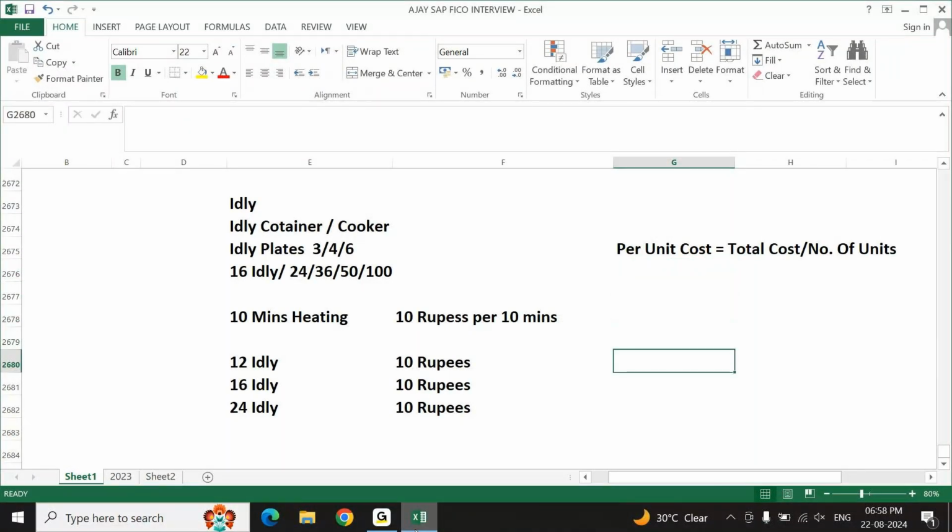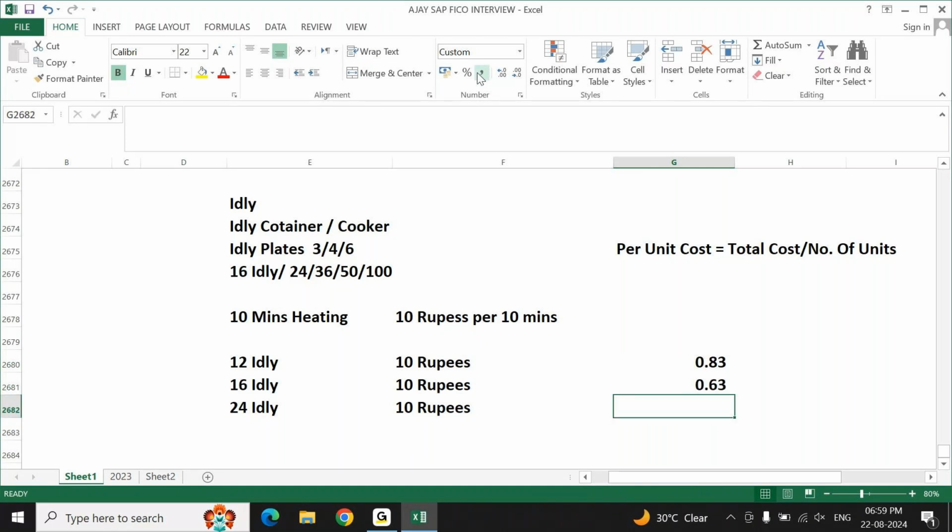Alright, now here the total cost is 10 rupees. Total output is 12 idlis here. Here my cost per idli is 0.83. Agree? My heating cost per idli is 83 paise. Am I correct? Now here, when I'm producing 16 idlis, this is going to be 10 divided by 16. This has become 0.625. If I put 2 decimals alone, here it is 0.83, here it is 0.63.